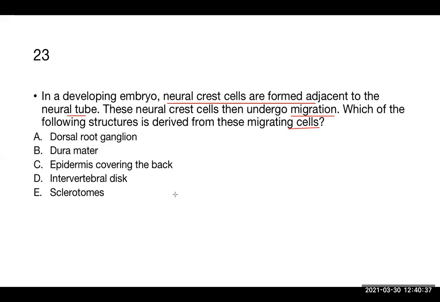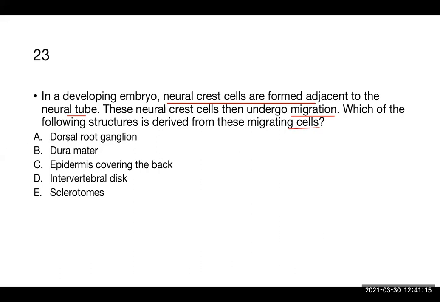Sir, dorsal root ganglion. So you are going for dorsal root ganglia. Any other answer? Anybody else? Intervertebral disc. Intervertebral disc. Are you sure? It's A, sir. So he's also going for dorsal root ganglion, and that is the correct answer. Dorsal root ganglion.